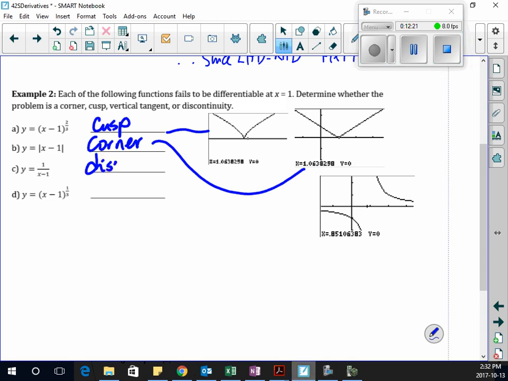Discontinuity. So if you have a discontinuity, automatically, what does that mean? Yeah, discontinuity means it's not continuous, but what does that mean? It's not differentiable, right? Okay.